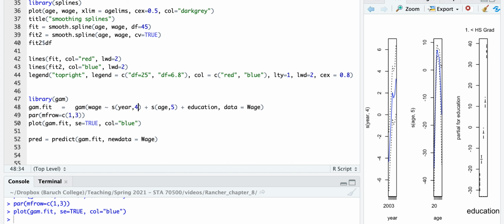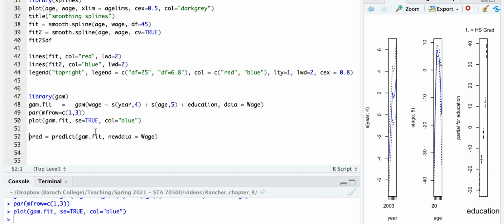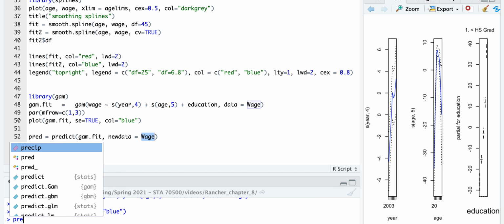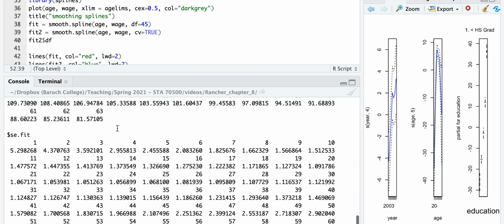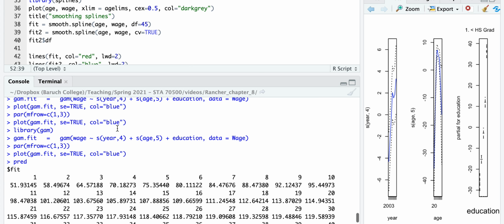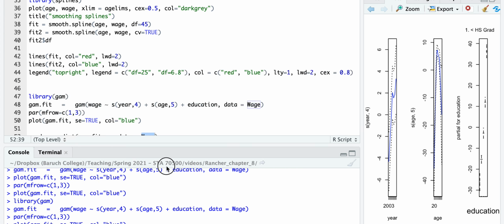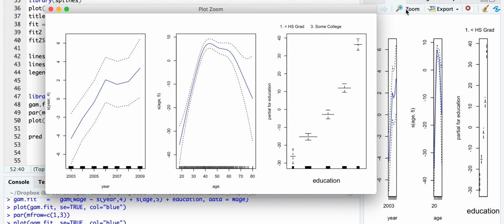So that's that. We run this, and then we can also make predictions using this object. We give it the wage data, and then we have our predictions. We have the standard errors, and we have our fit. And here are the components for year, age, and education.